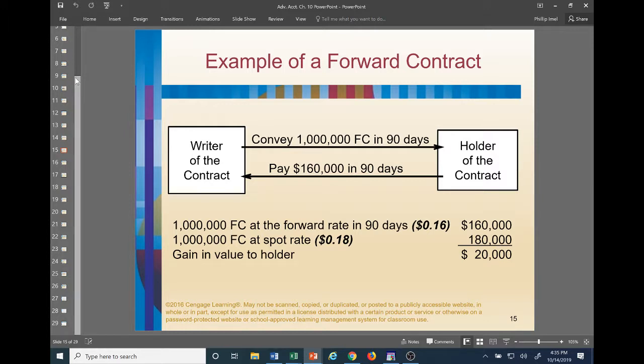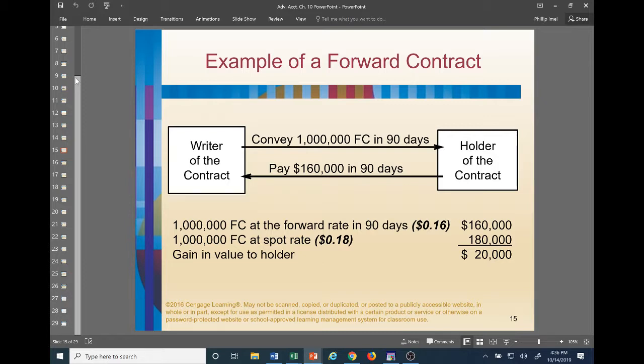Okay, so for example, let's assume on April 1, a party called the writer writes a contract in which he or she agrees to sell to another party, and this other party agrees to buy, a million foreign currencies at a specific price of 16 cents per foreign currency. Delivery is going to be in 90 days on June 29th.